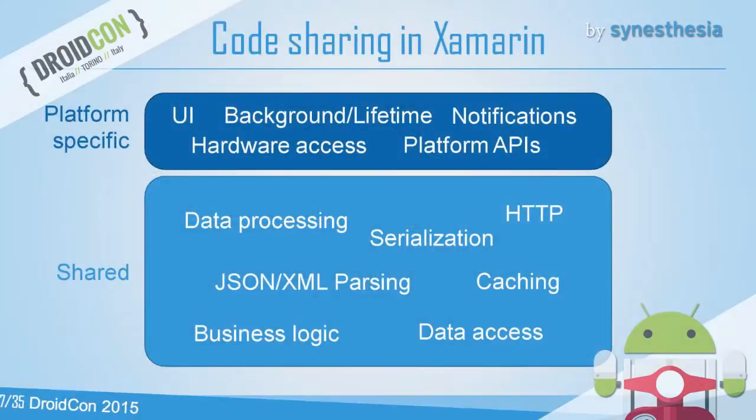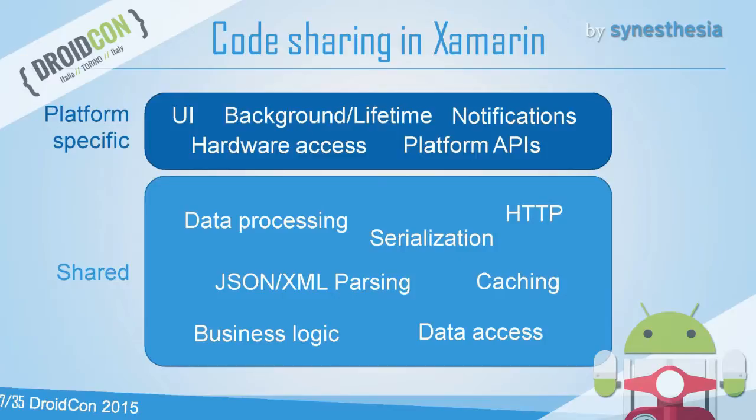So the code can be split in two parts. And as you can see, the platform-specific part, of course, is bound to UI work. So you use the actual toolkit of the platform. You also have to handle the actual application lifetime. Application lifetime cycles are very different across platforms, of course. On Android, you have activities and fragments and services and whatever. You don't have those on iOS, of course. On iOS, it works very differently, so you have to handle this in platform-specific code.